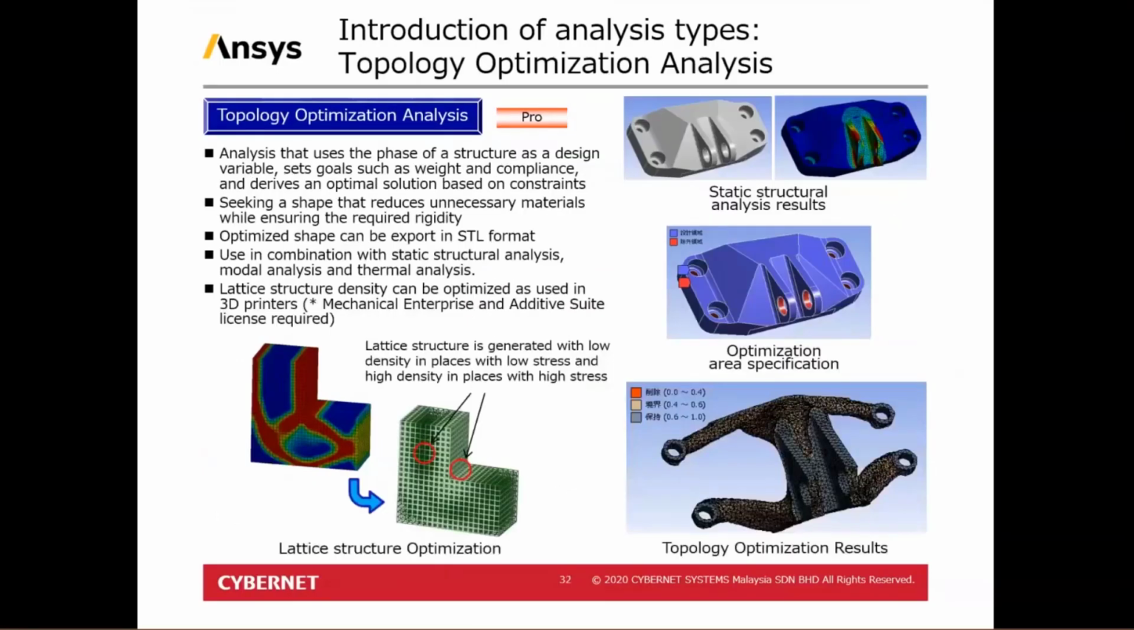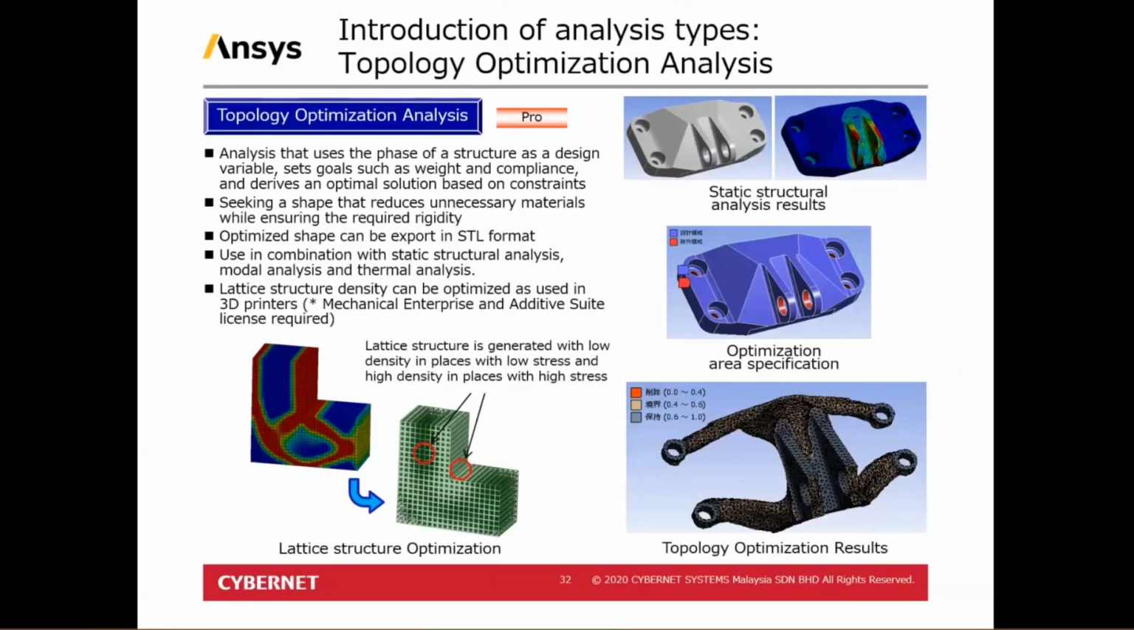So still on the topic of optimization, but with a different approach, here we have the topology optimization analysis. Now, by definition, topology optimization is a mathematical method that optimizes material layout within a given design space for a given set of loads, boundary conditions, and constraints, with the goal of maximizing the performance of the system. This analysis uses the shape of a structure as a design variable, sets goals such as weight and compliance, and derives an optimal solution based on constraints.